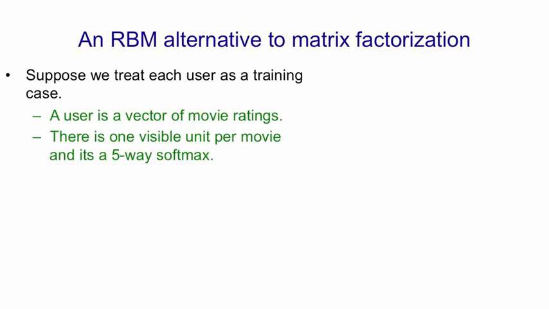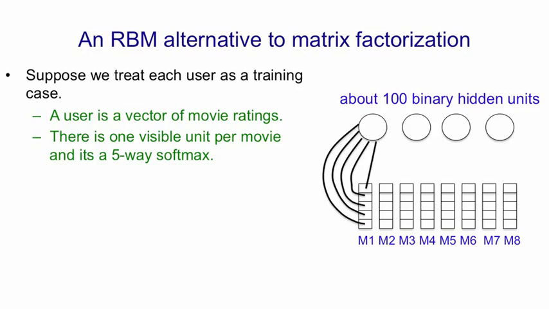And so a user is really a vector of movie ratings, and for each movie we would have a visible unit that had 5 alternative values. So the visible units, instead of being binary, are 5-way softmaxes. And so the network, or the restricted Boltzmann machine, looks like this. Each of its visible units is a 5-way softmax, with 1 visible unit per movie. You might start worrying about there being 18,000 visible units here. And then we had about 100 binary hidden units.